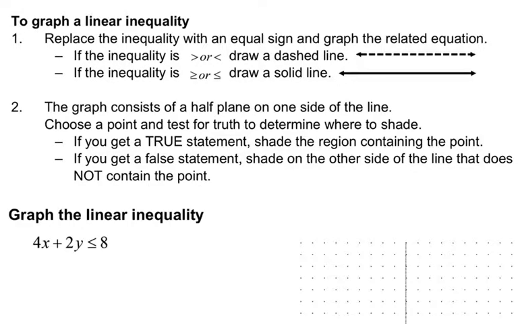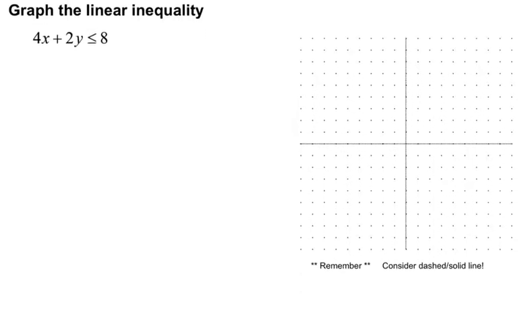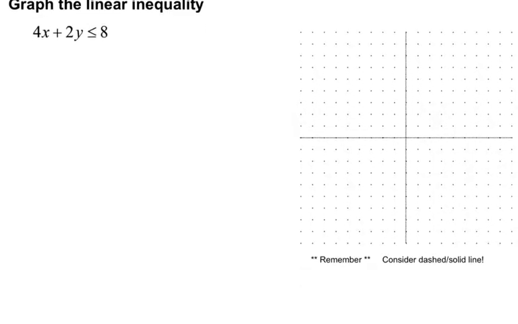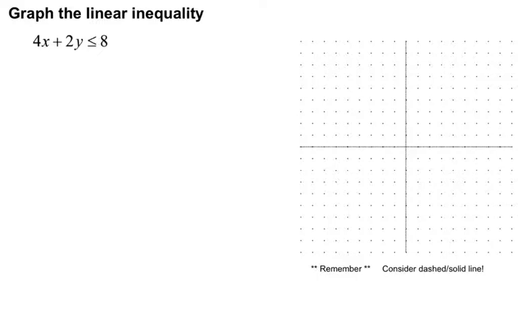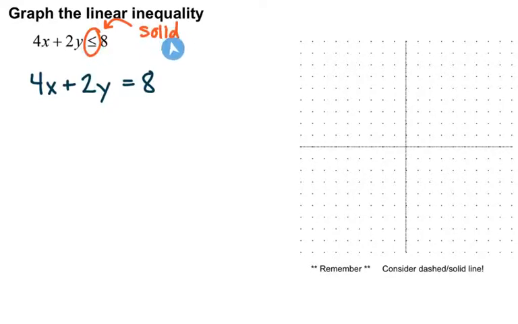Here, we're going to graph the linear inequality 4x plus 2y is less than or equal to 8. So this first step, again, we treat that inequality as though it is an equation. And all that inequality symbol is telling us is that we are going to use a solid line because it has the equal to. When we draw that line, whatever it looks like, it will be a solid line.